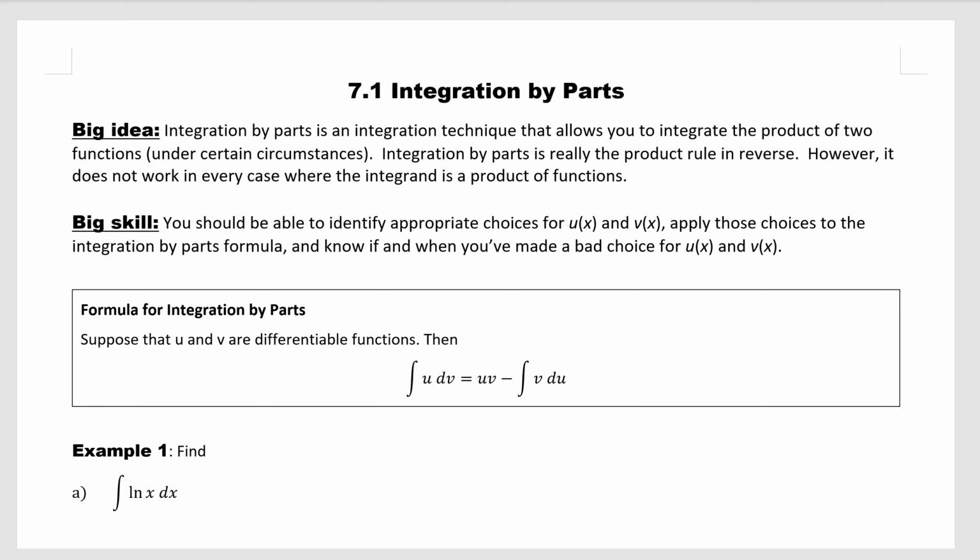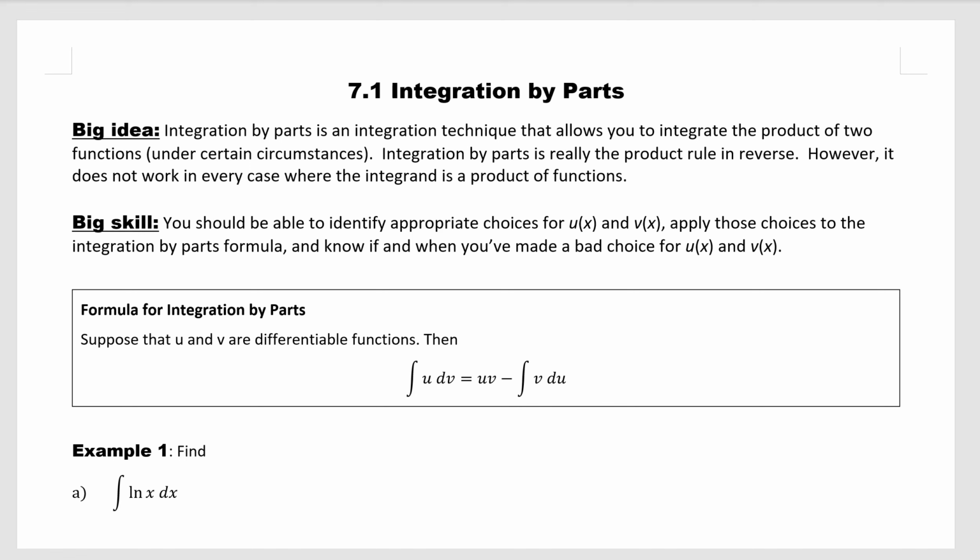Okay, so big skills. You should be able to identify appropriate choices for u and v, apply those choices to the integration by parts formula, and know if and when you've made that choice for u and v. Okay, so what is the formula for integration by parts? So suppose u and v are differentiable functions, then integral of u dv equals uv minus integral of v du. Okay, so you remember the last time we talked about u substitution and we only had the u. But today we have two parameters, u and v.